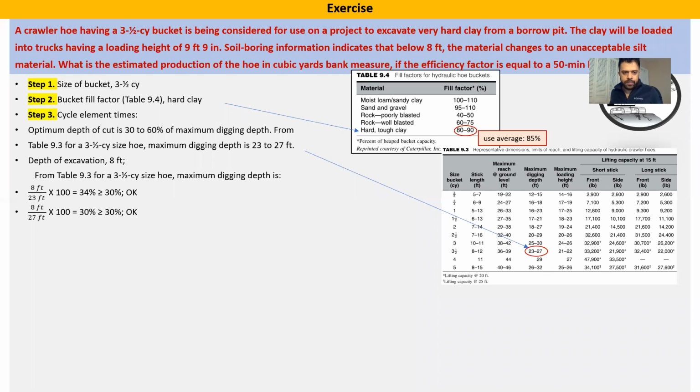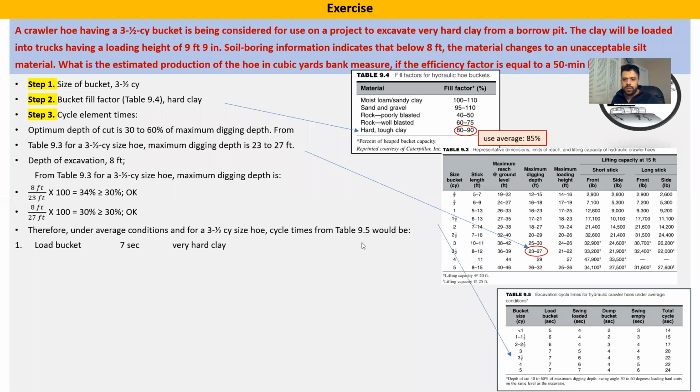So this is just a checking point. You don't actually need it to answer this problem, but you need to make sure that the tables are valid. That's why we're doing it. Therefore, under average conditions for this bucket, cycle times can be taken from table 9.5. According to table 9.5, it gives you the cycle time based on the size of the bucket.